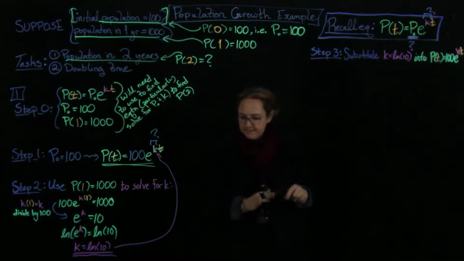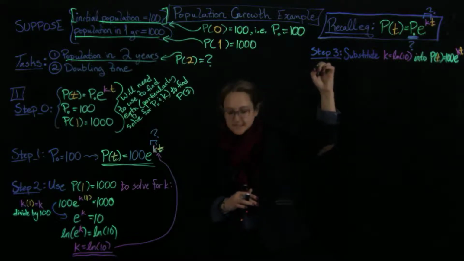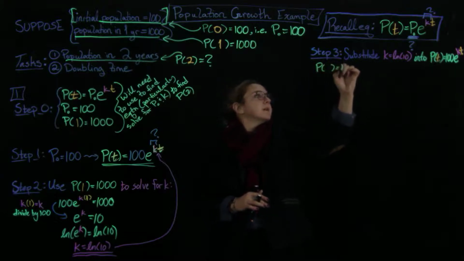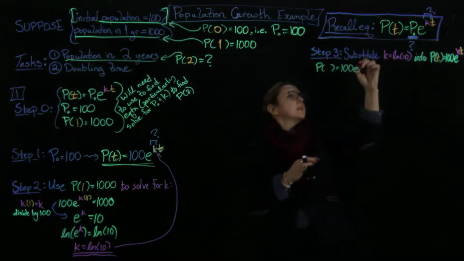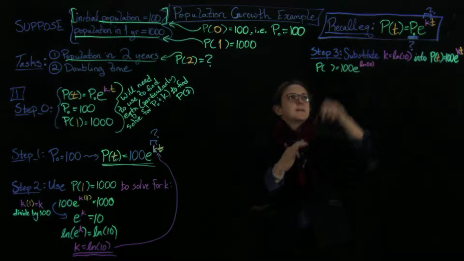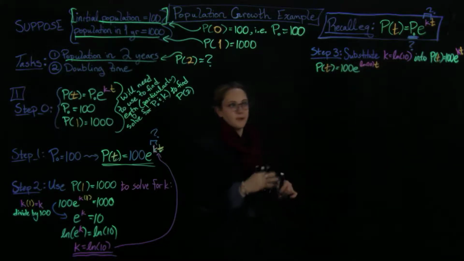So I have P of t is going to equal 100 e to the, and then just put that in, the natural log of 10, and then I have the t, this was the t here, and the t was here.